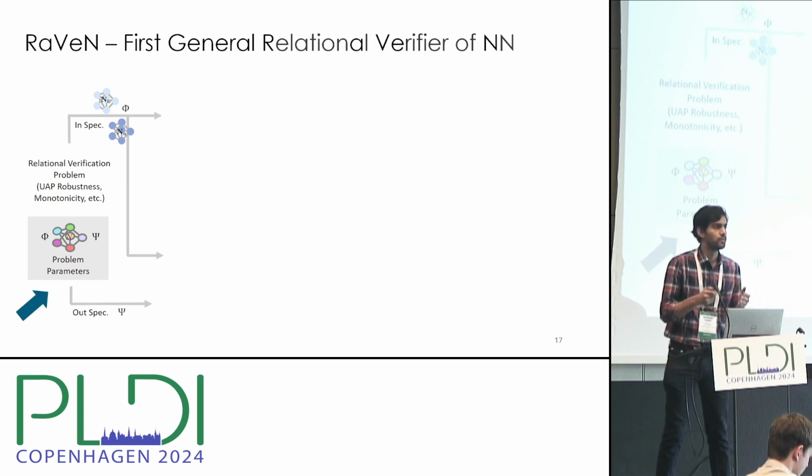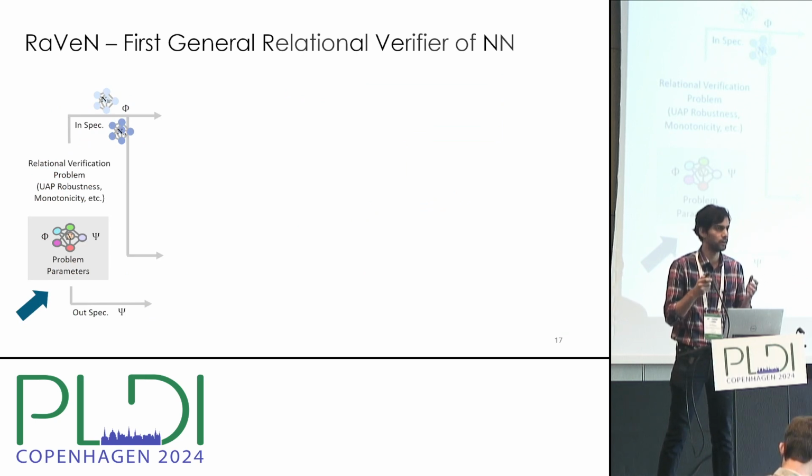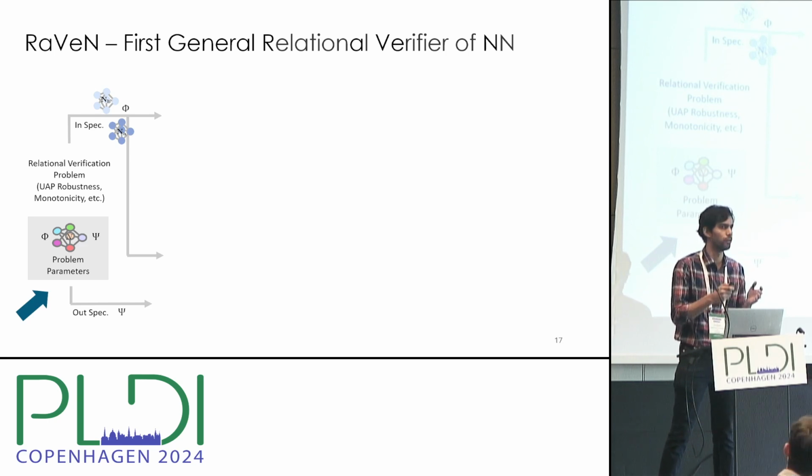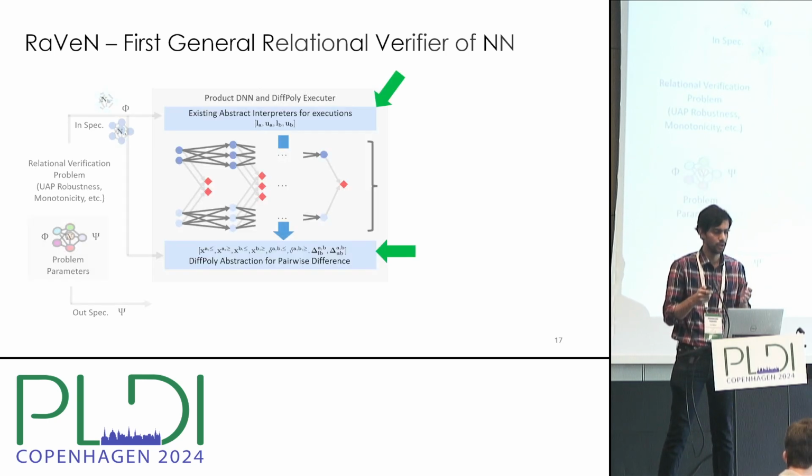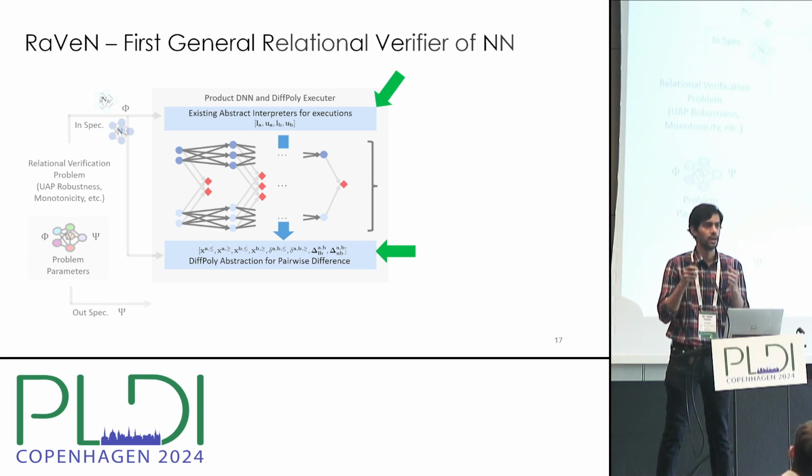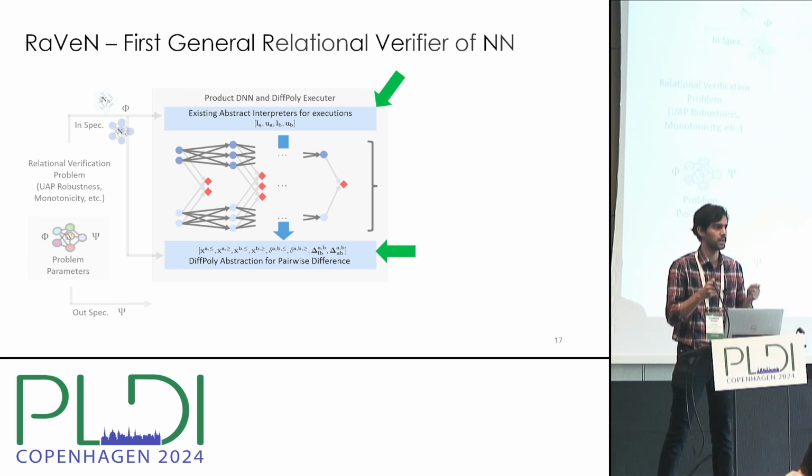So next, we will be going over the overview of our relational verifier, which builds on top of the proposed DiffPoly domain. Given a relational property defined over k different executions, we first run existing abstract interpretation based verifiers on individual executions independently. This helps us compute the individual bounds on the individual variables and infer constraints over individual executions.